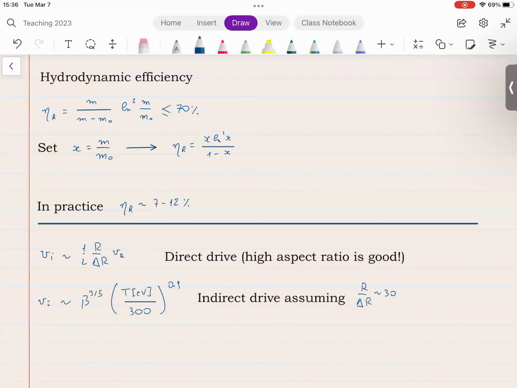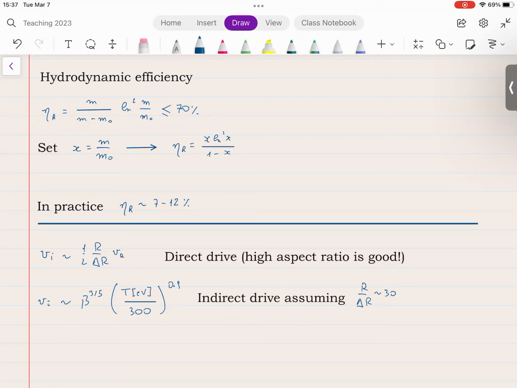And T is the radiation temperature, and beta is a parameter that indicates the deviation from an ideal Fermi gas. So it tells you how far you are from full Fermi degeneracy.